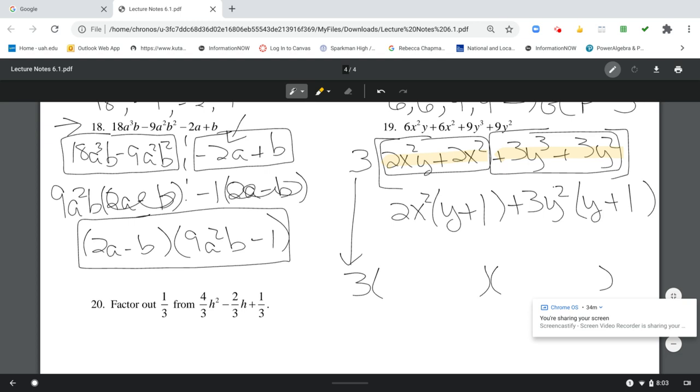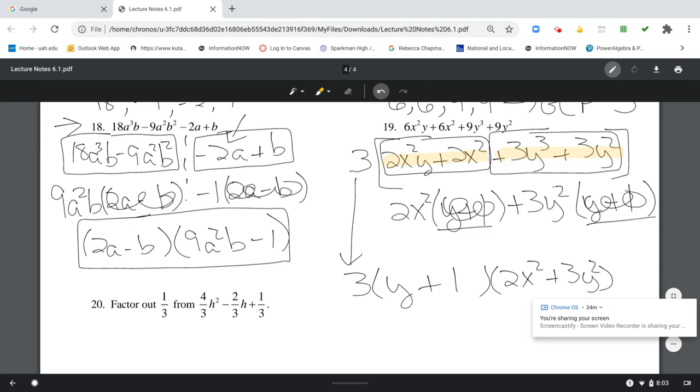Now notice my groups are the same. So I'm going to put y plus 1 as the common group. And then the second parentheses gets the 2x squared plus 3y squared.